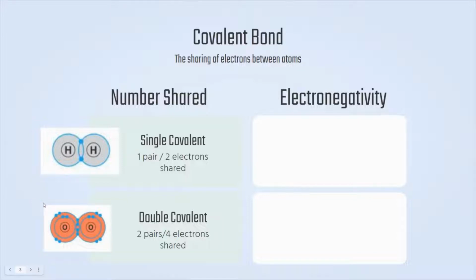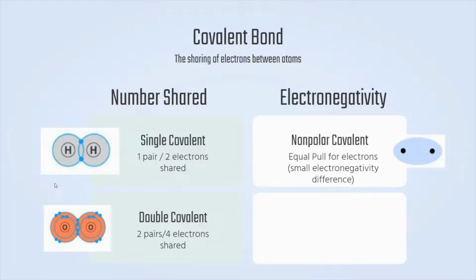Along with the electrons that are shared, the atom's actual pull for the electrons can differ. This concept is called electronegativity, which means that some atoms are able to pull electrons better than others. So you can see in a nonpolar covalent bond, there is an equal pull for electrons, and there would be a small electronegativity difference. So an example of this would be H2, because these two atoms would share the electron equally.